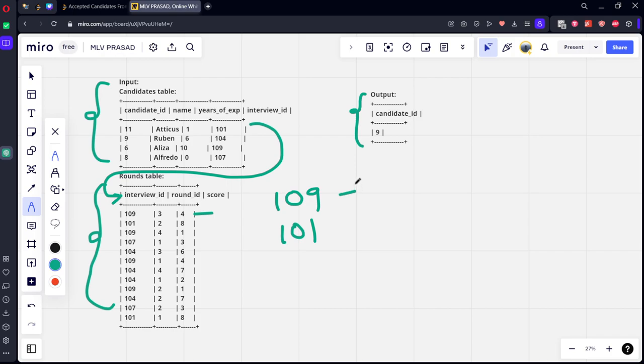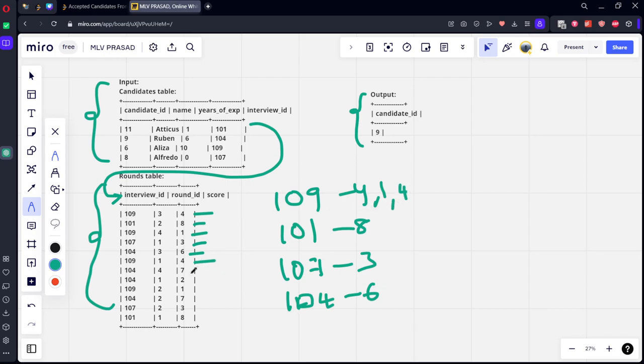101. Okay, 109 has 4 score, 101 has 8 score, again 101 has 1 score, 107 has 3 score, 104 has 6 score, 109 has again 4 score, 104 has again 7 score, 104 has again 2 score, 109 has 1 score, 104 has 7 score, 107 has 3 score, 101 has 8 score. Okay, now let's count the score for each one.